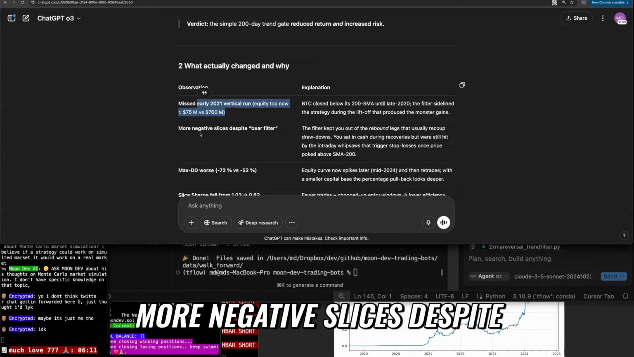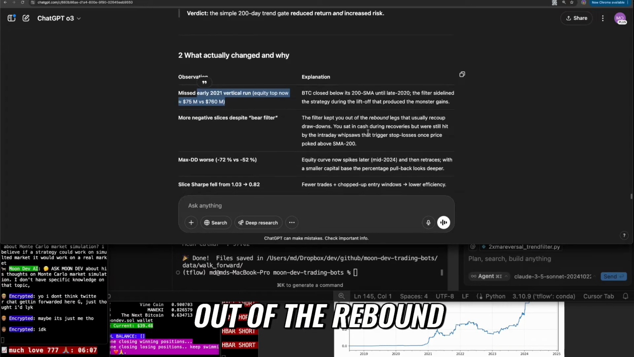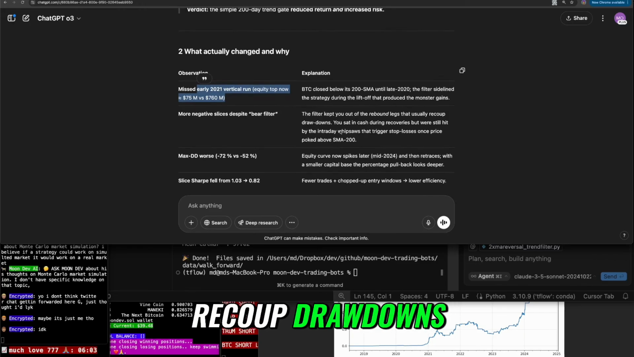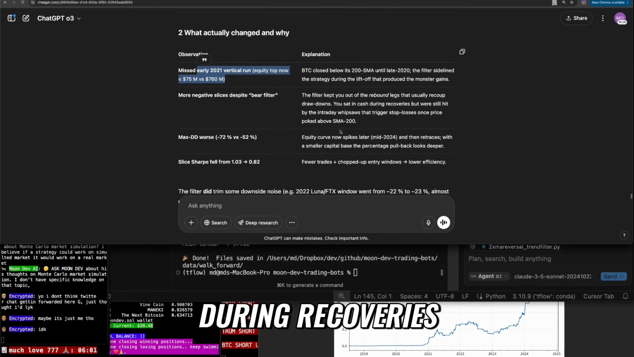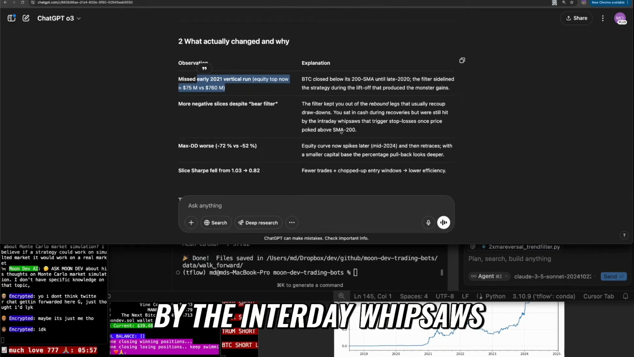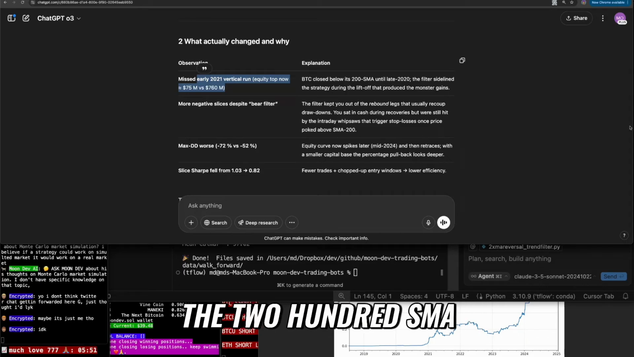More negative slices despite the bear filter. The filter kept you out of the rebound legs that usually recoup drawdowns. You sat in cash during recoveries, but were still hit by the intraday whipsaws that triggered stop losses once price poked above the 200 SMA.